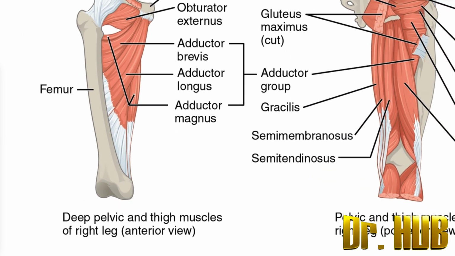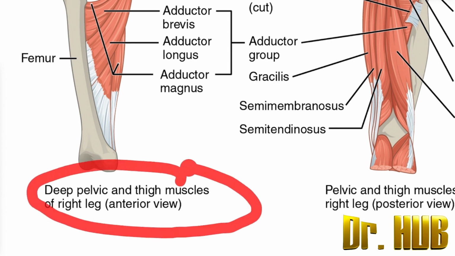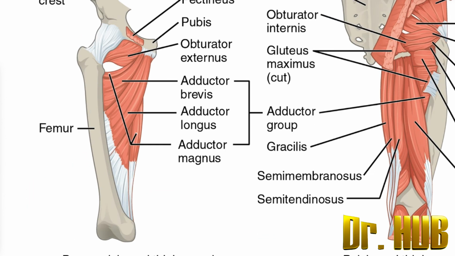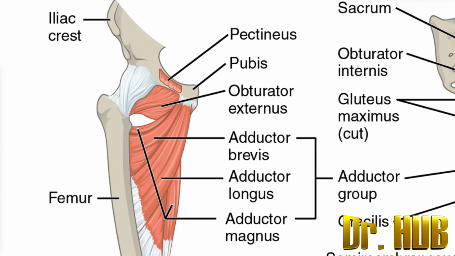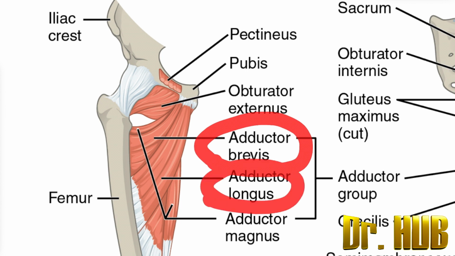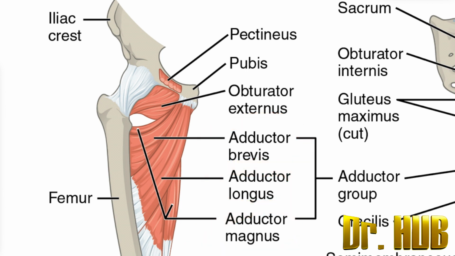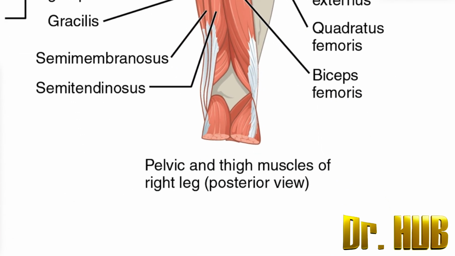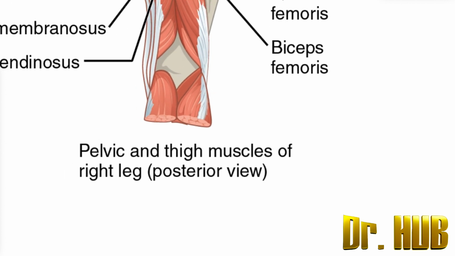Next, we have to look at the deep pelvic and thigh muscles of the right leg, anterior view. So what does this include? There is the pectineus, there is the pubis, there is the obturator externus, there is the adductor group, that is, it includes the adductor brevis, longus, magnus. And the bony landmarks, there is the iliac crest and the femur, which we are seeing. Then we have to look at the pelvic thigh muscles of the right leg.